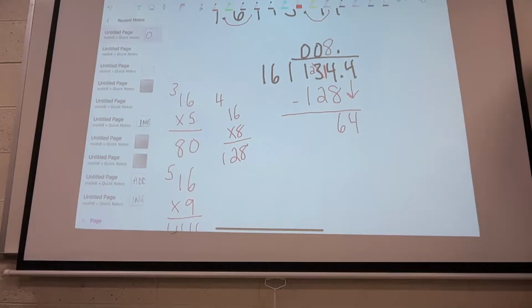How many times does 16 go into 64? Let's see. 16 times 2 is 32. Think we can get closer. 16 times 4 is 64. So there you go. So our answer is 8.4. 8.4.